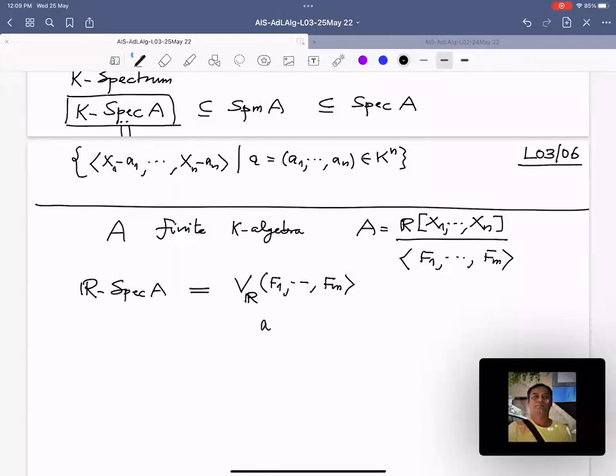Given any point a here, this belongs to this if and only if fj(a) is 0 for all j from 1 to n. And this will give the maximal ideal in this, and it contains all these fj. Therefore, this will be an element in the R spectrum.